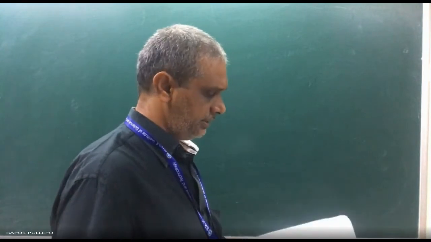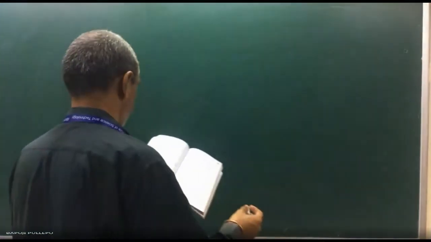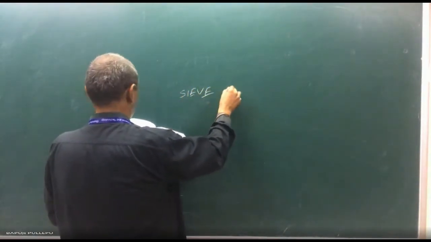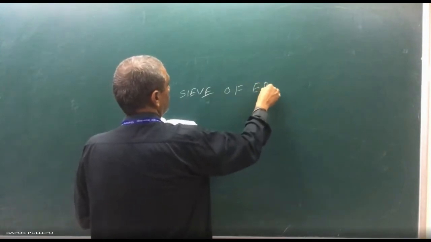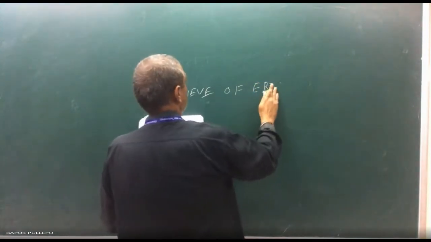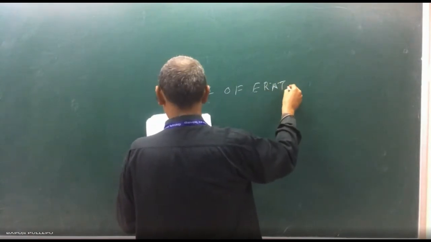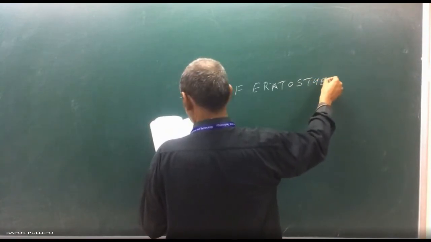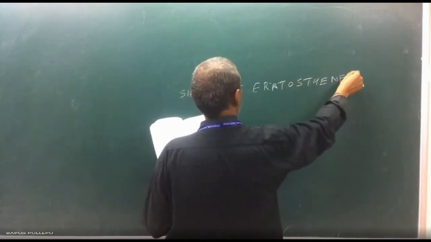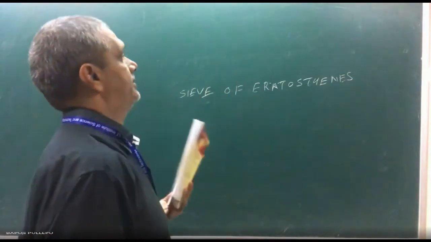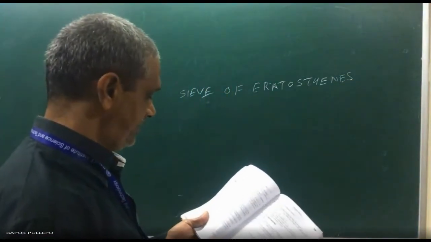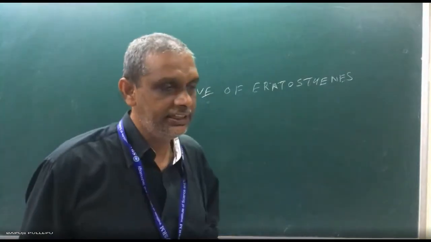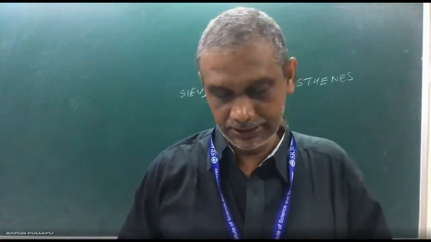The Sieve of Eratosthenes. This is some theorem maybe. So what is this actually telling? Suppose how can you find the prime numbers? If you take any one integer, how can you find the prime numbers? This is telling one procedure.